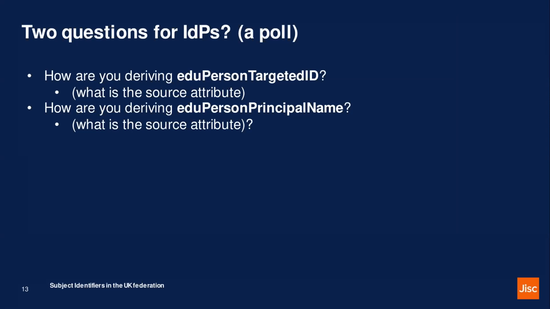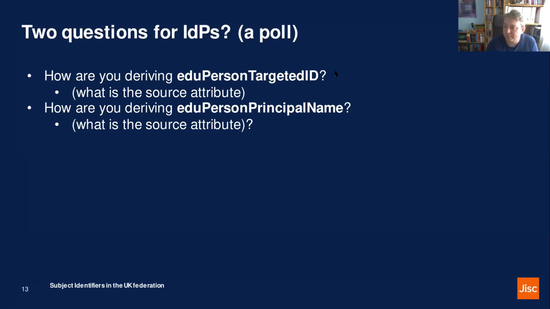How are we deriving eduPersonPrincipalName? Oh, I've got a share results button. That would help, wouldn't it? How are we deriving eduPersonPrincipalName? What is the source attribute? An attribute generated by the directory service: that's much lower, 6%, but higher at 58% for the user's first name or surname, such as UID, SAM account name. 32% are using an organization identifier, and then 6% other. So yeah, that's a good spread.